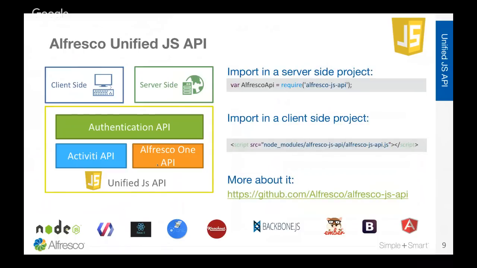This is an example of how to import this library for a server-side project and for a client-side project. All these technologies that I'm going to talk about in this presentation, I forgot to say, are open source and public on GitHub. All the issues are public on GitHub, and also the documentation is public on GitHub. So the best way, if you want to know more about the Alfresco JavaScript API, is to go to this website and start browsing and reading the documentation. We provide a lot of examples of how to start using it.